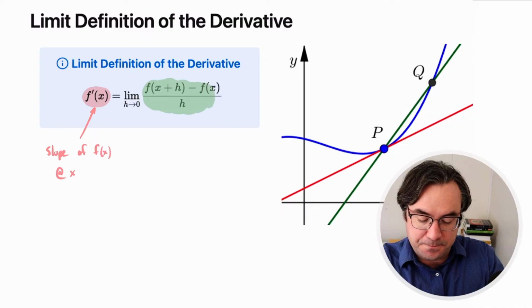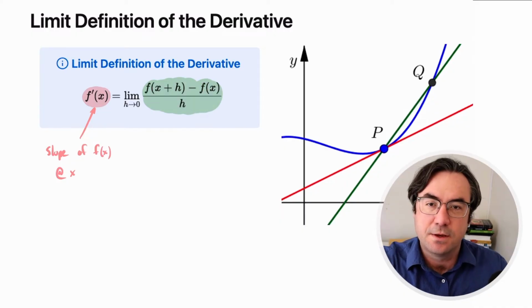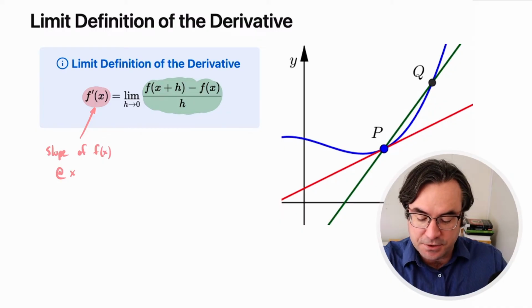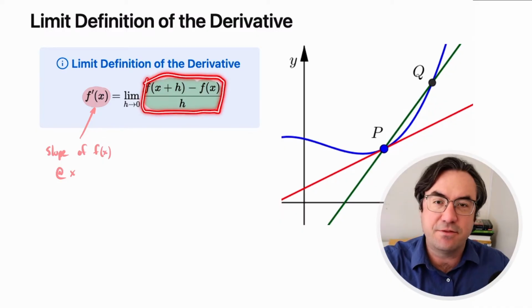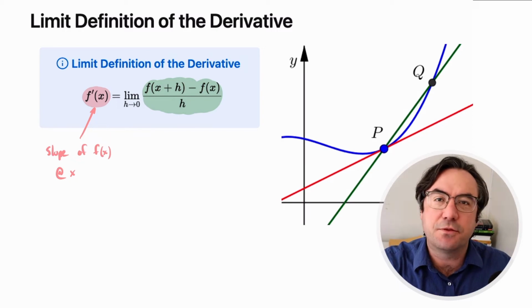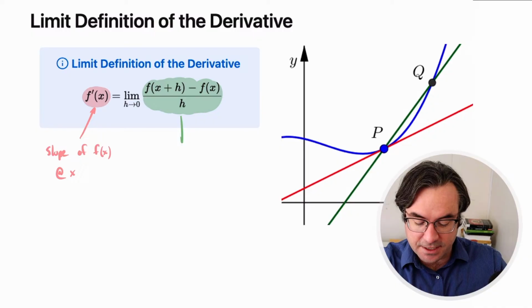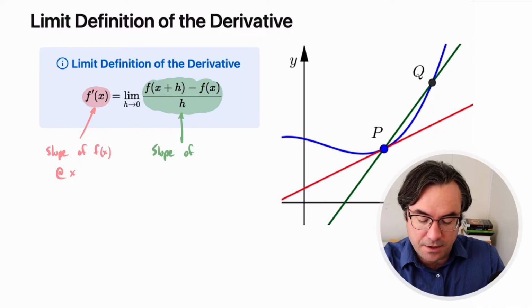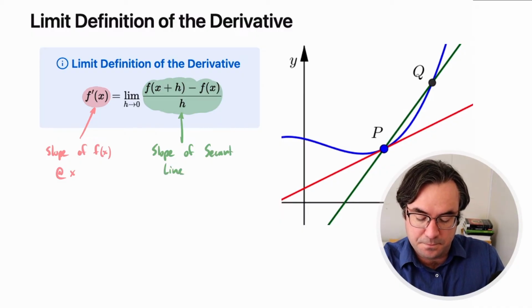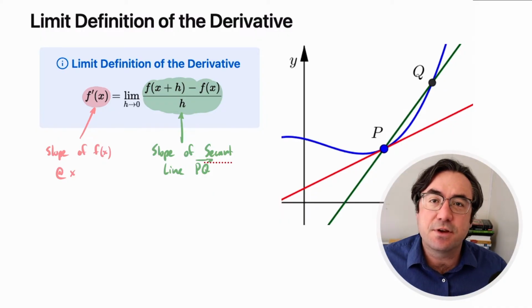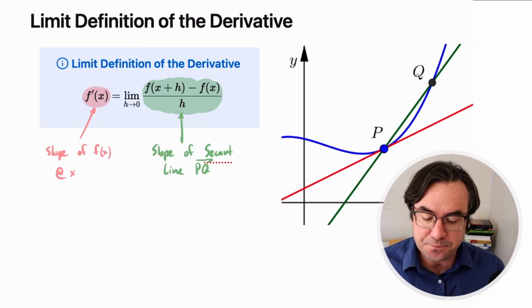So first, let's look at this fraction. f of x plus h minus f of x all over h. So this, kind of a mouthful, sometimes we call this a difference quotient. What we're going to see, and we'll go through the process, is that this is actually the slope of the secant line, where we connect points P and Q. So that's giving us the slope of the secant line.